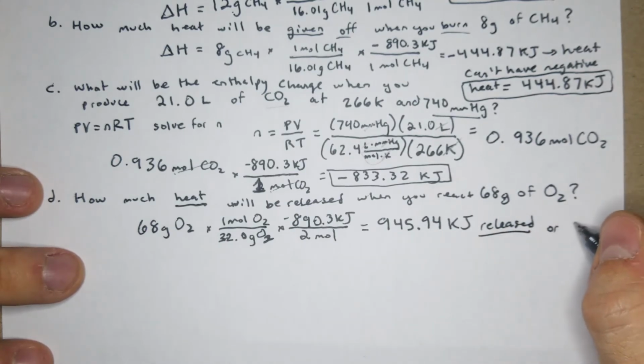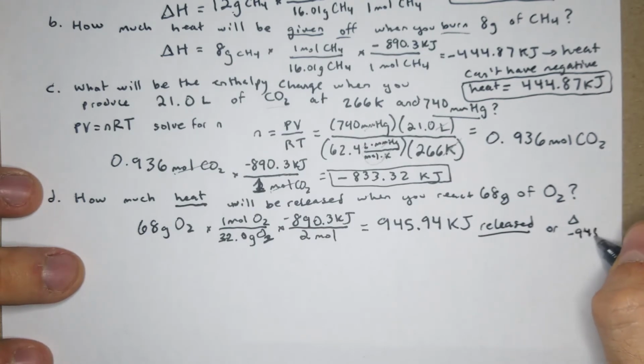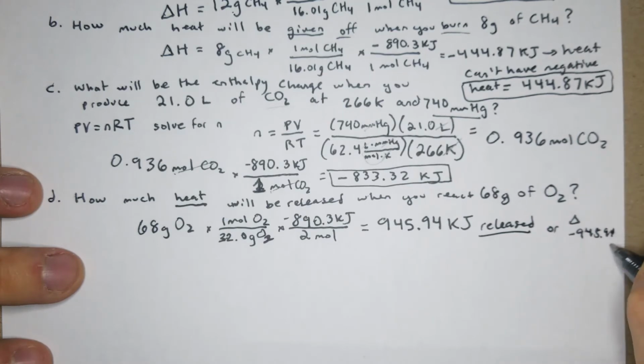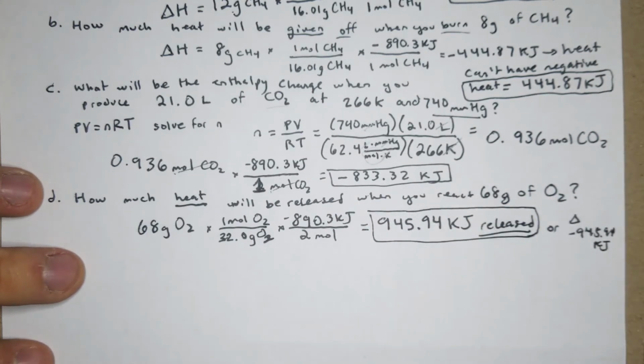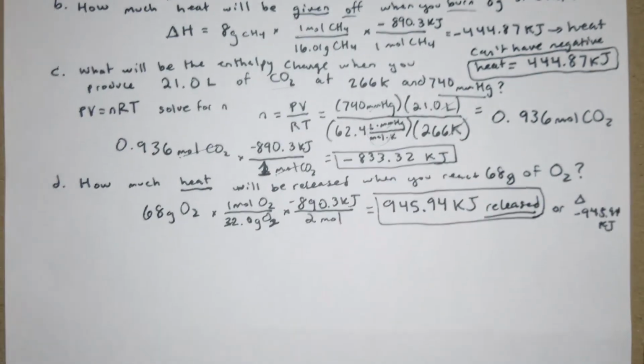Or you could say that the change of negative 945.94, that's what it would have been. But yeah, it's asking what was released. That's your answer. Keep it simple, I think.